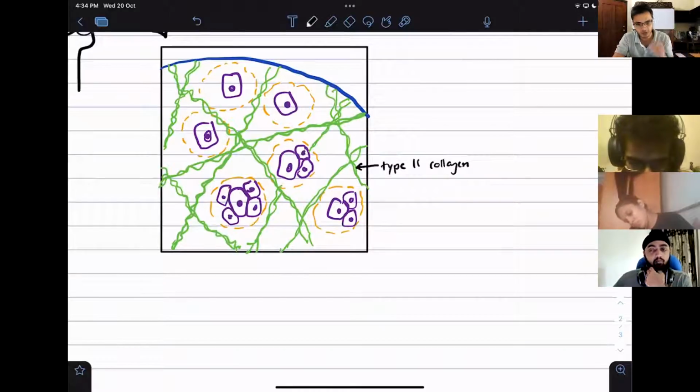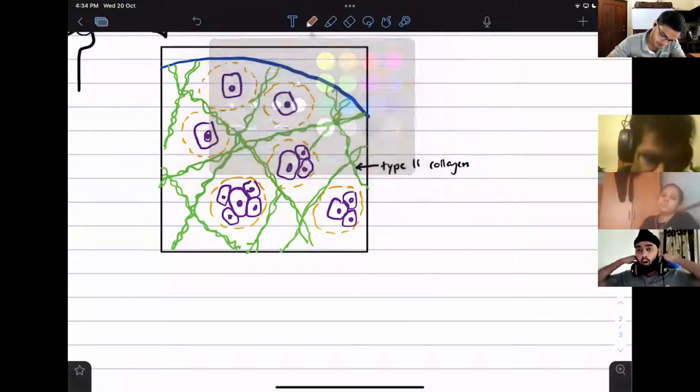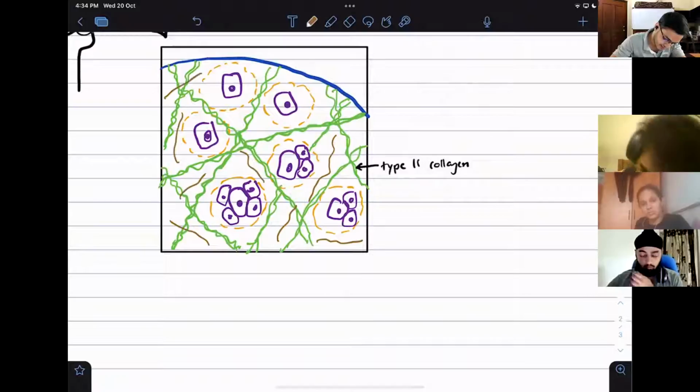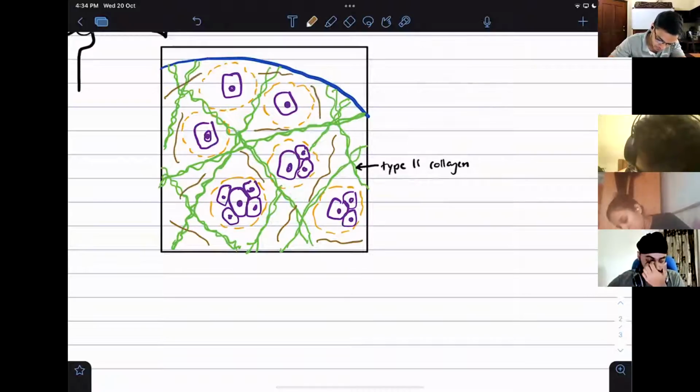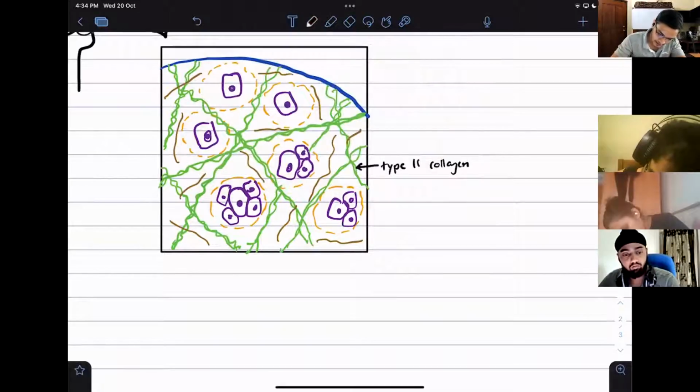The next structure of the extracellular matrix. We have type 2 collagen. We also have some, you all can draw another color maybe, some other strands like this. These are, guys, elastins. These are a type of proteins as well. Elastin fibers.